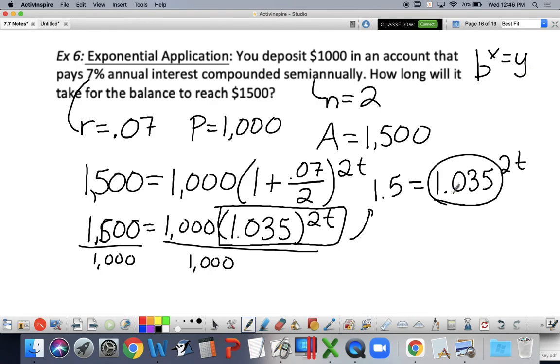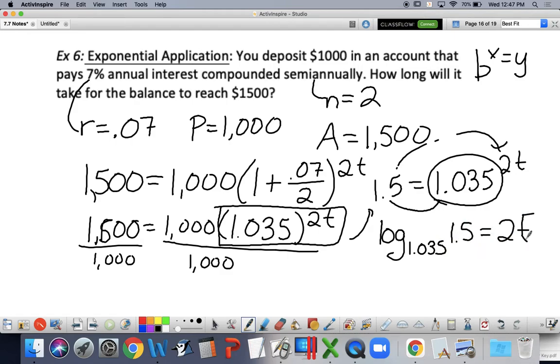So I circle my base, come around the other side, and circle all the way back. It really is just because of the way we've written it, our exponential equation is a little bit backwards from what we're used to. So I get the log base 1.035 of 1.5 is equal to 2t.